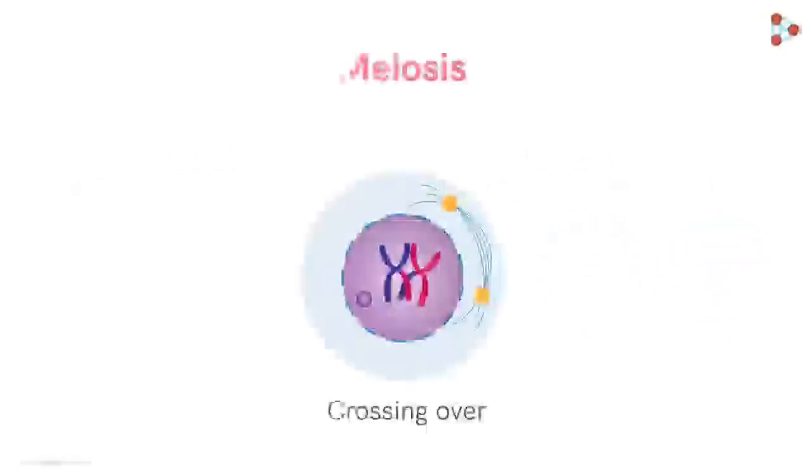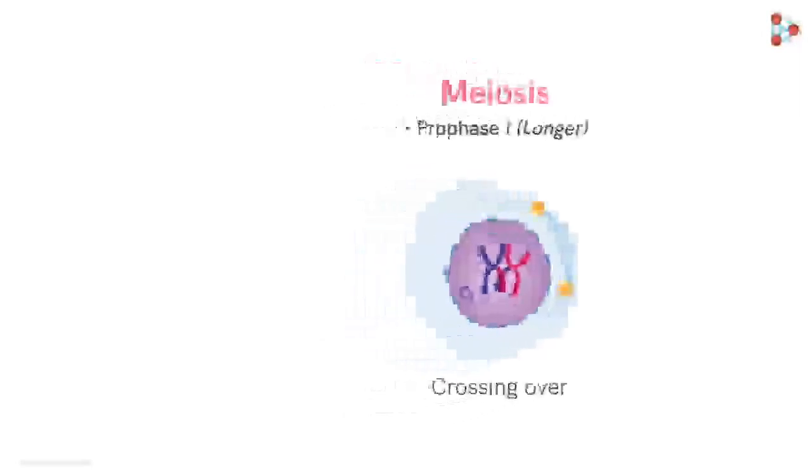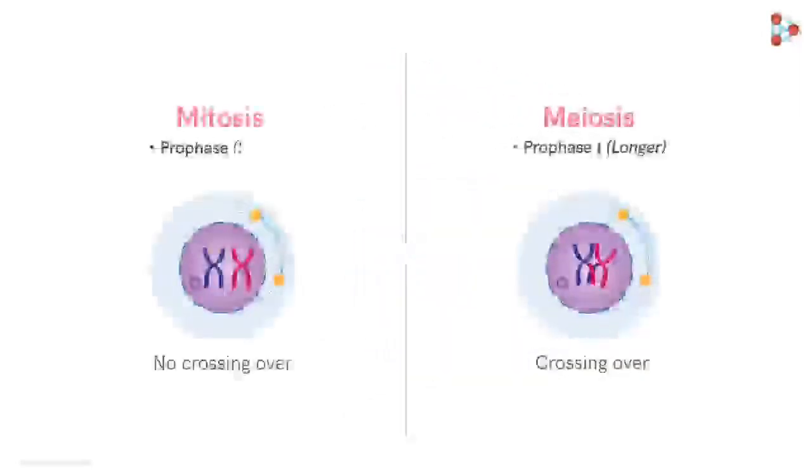The first stage of meiosis 1, that is prophase 1, is very long, consisting of 5 substages. On the other hand, prophase of mitosis is comparatively shorter than prophase 1. Crossing over does not occur in prophase, while definitely occurs in prophase 1.